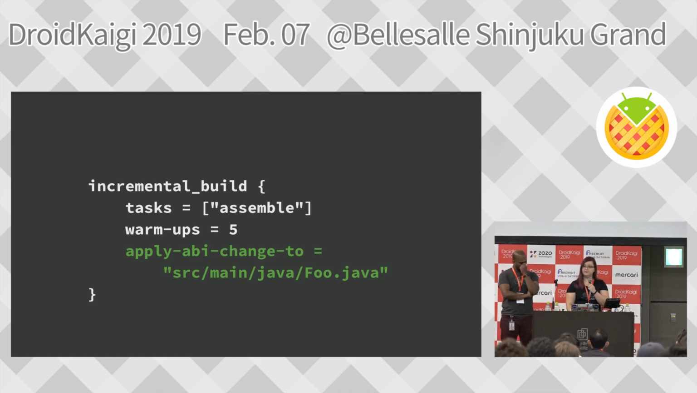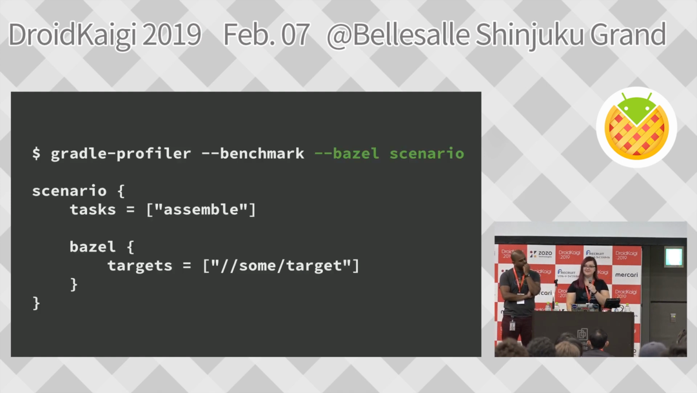Another interesting thing you can do, you can compare different build systems. It works with Buck, Bazel, Maven, and of course Gradle. Here is an example of how to do it with Bazel. You specify still run the assemble task on this Bazel target, and you can just execute it by running --bazel and passing this scenario name to it. This will give you a nice comparison between running it with Gradle or with a different build system.